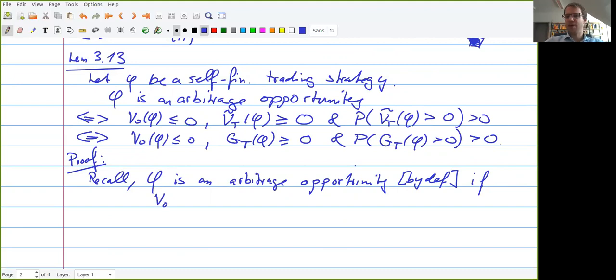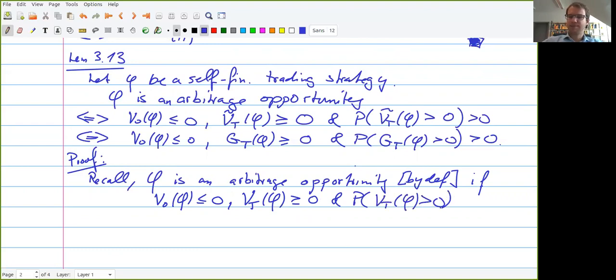So some self-financing trading strategy is called arbitrage if we start with a non-positive amount of money, we end up with a non-negative amount of money, and with a positive probability we really made some gains. So with a positive probability, the terminal capital we have is strictly positive.